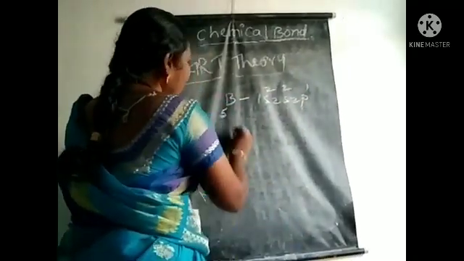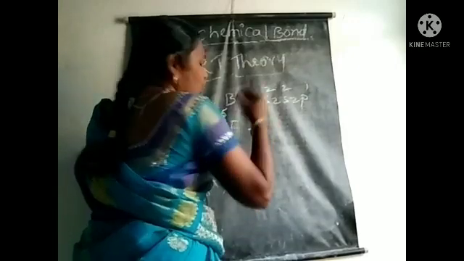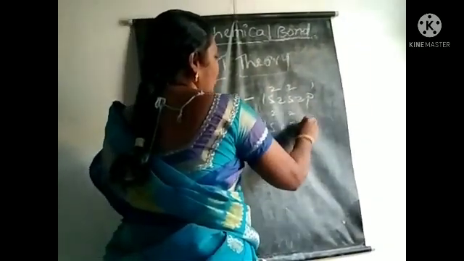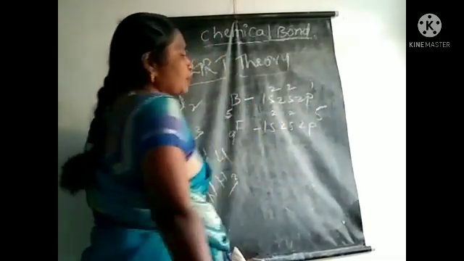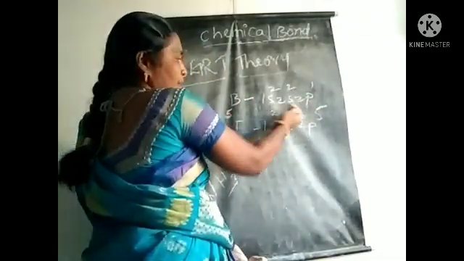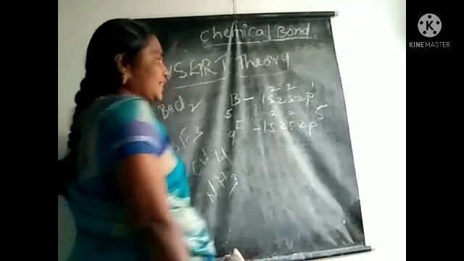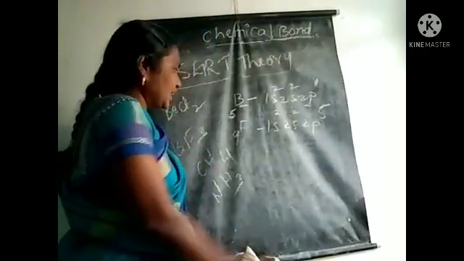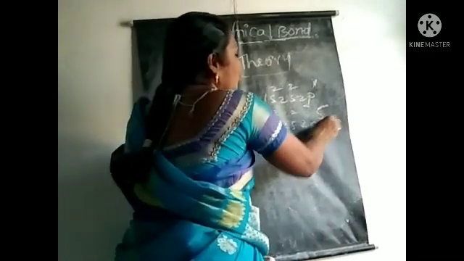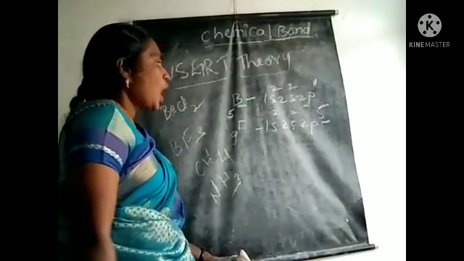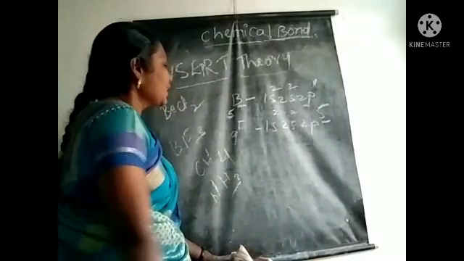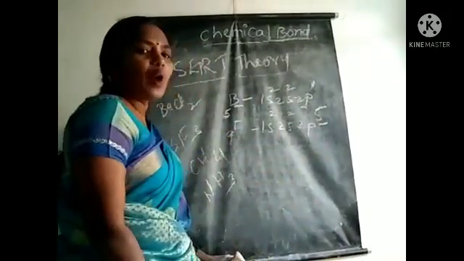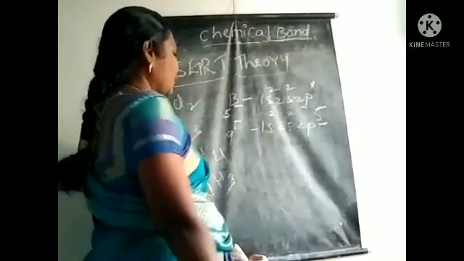Like that, fluorine has atomic number 9. It contains 9 electrons, 1s2, 2s2, 2p5. Here observe, 5 plus 2 is 7, 7 plus 2 is 9 electrons. In boron, 1 lone pair electron is present. In fluorine, 5 electrons are present in the outermost shell. Here fluorine wants 1 electron to attain inert gas configuration.